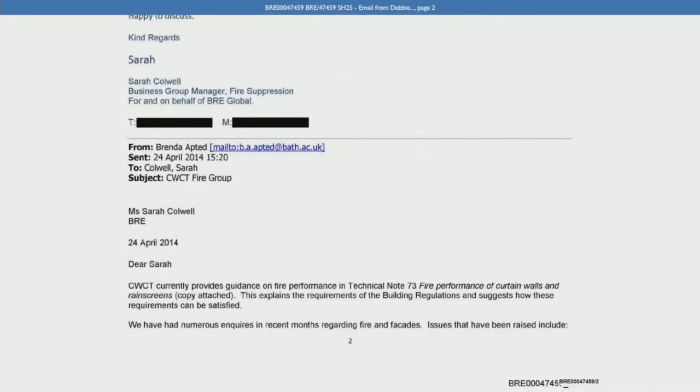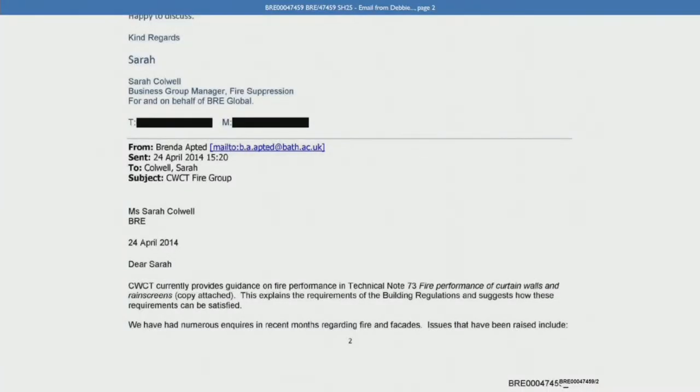Let's move on then in time, April 2014. Can we go to BRE 30047459? And if we go to the first email in the chain at the bottom of page 2, you can see that this is an email from Brenda Apted of the CWCT to Sarah Colwell on the 24th of April 2014 at 15:20.